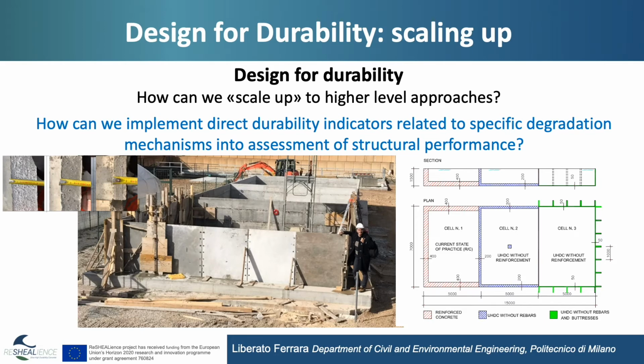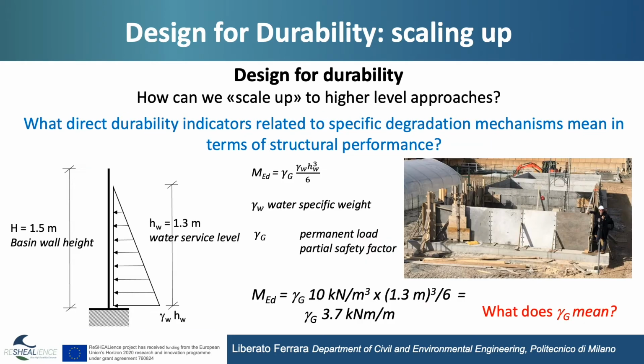Well, let's try to simply understand how this structure works. The walls work as a cantilever, and the walls are 1.5 meter high, and the water level is 1.3 meters under service. So we calculated the action in terms of bending moment. If we go for ultimate limit state combination or serviceability limit state combination, we have this gamma G factor, service permanent load condition.